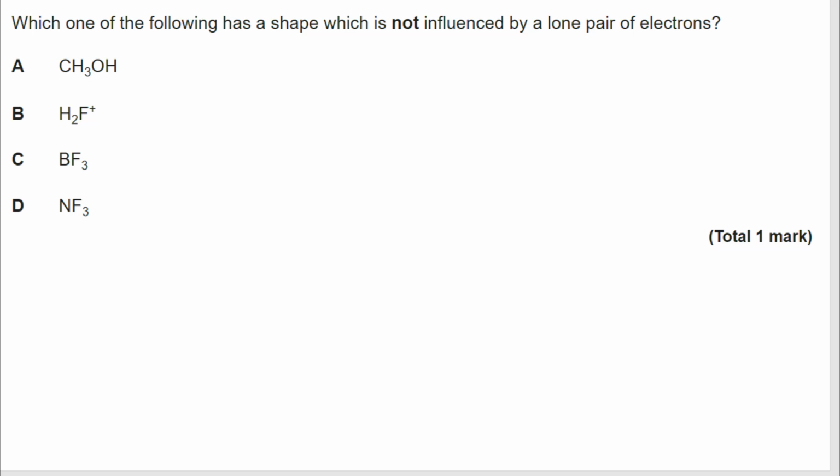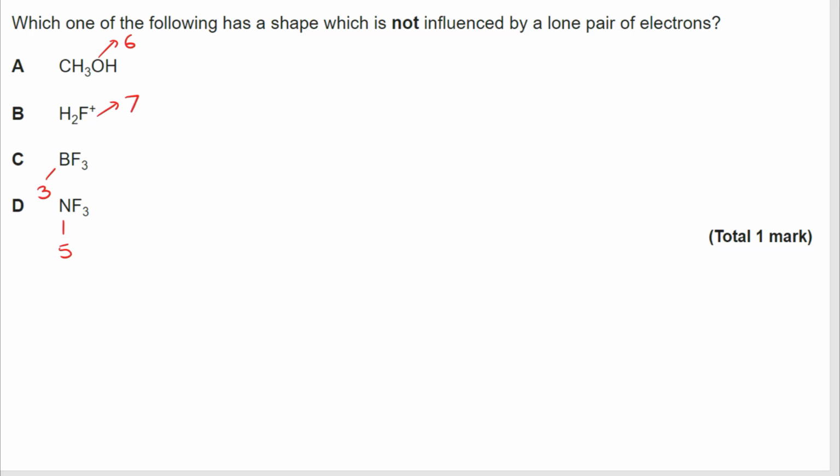So which of these is not influenced by a lone pair of electrons? If we start to piece together what we have here, we've got oxygen in group 6, we've got fluorine in group 7, we've got boron in group 3, and we've got nitrogen in group 5. Now, I am going to take a look at that and think which of those does the shape relate to the number of bonds surrounding it. So, for example, NF3, I've got 3 bonding pairs, but nitrogen's in group 5, so I have a lone pair as well. So that's going to be based on tetrahedral. It will be trigonal pyramidal.